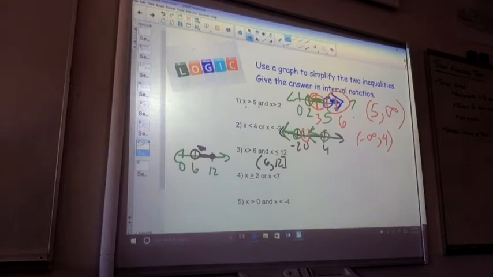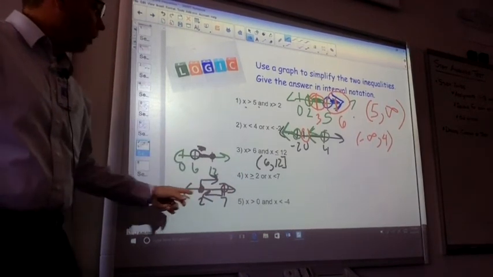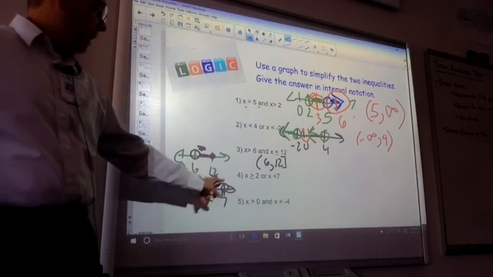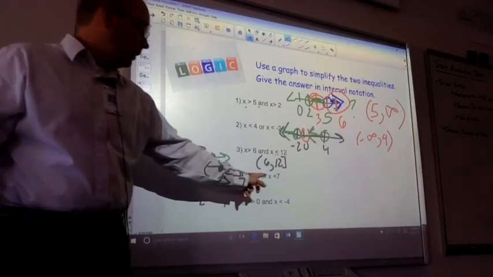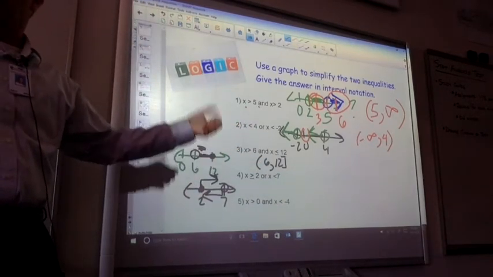Problem number 4, we have an or scenario taking place. So that one's going that way. Ooh, that's a tough one. So I want values that are greater than or equal to 2 or values that are less than 7. If I pick something in between, like 5, is 5 greater than 2? Is 5 less than 7? It works on both. One or the other has to work. In this case, both work.